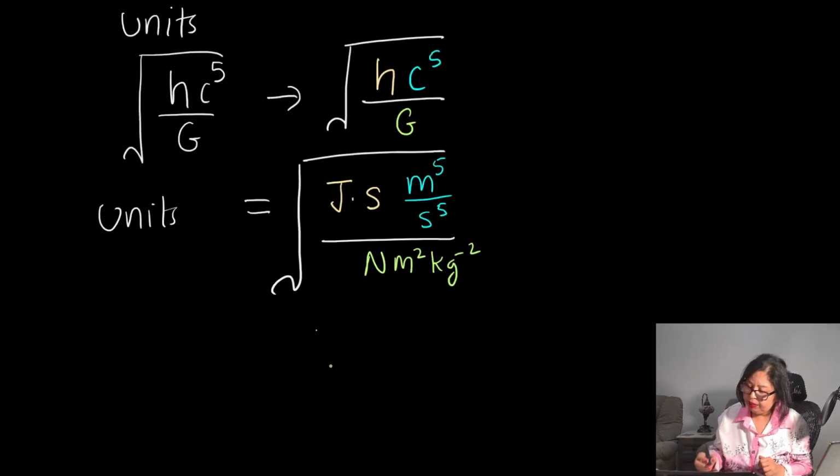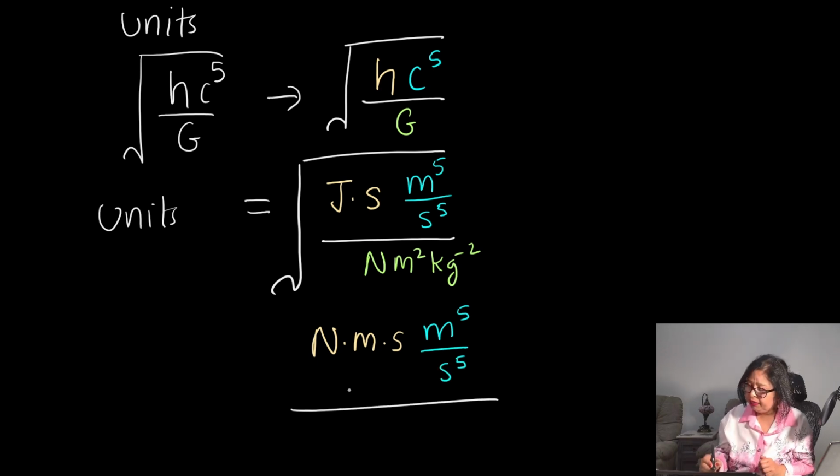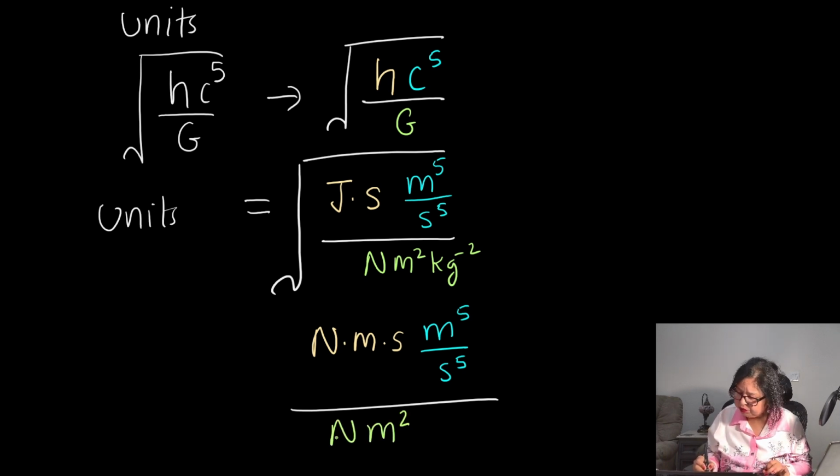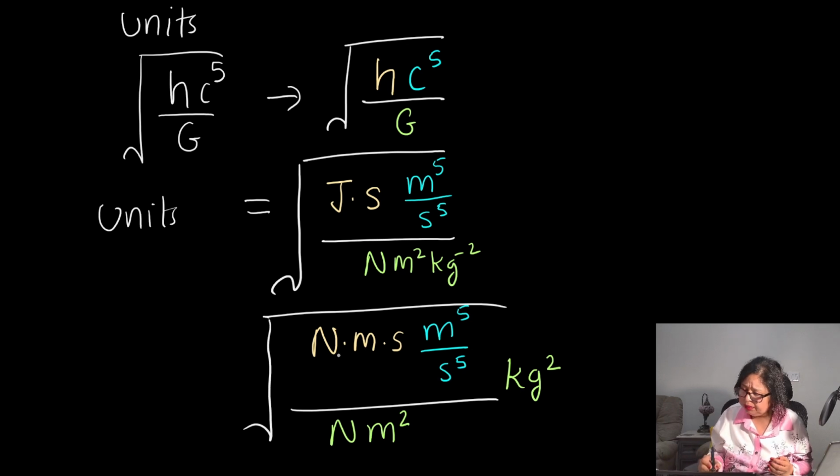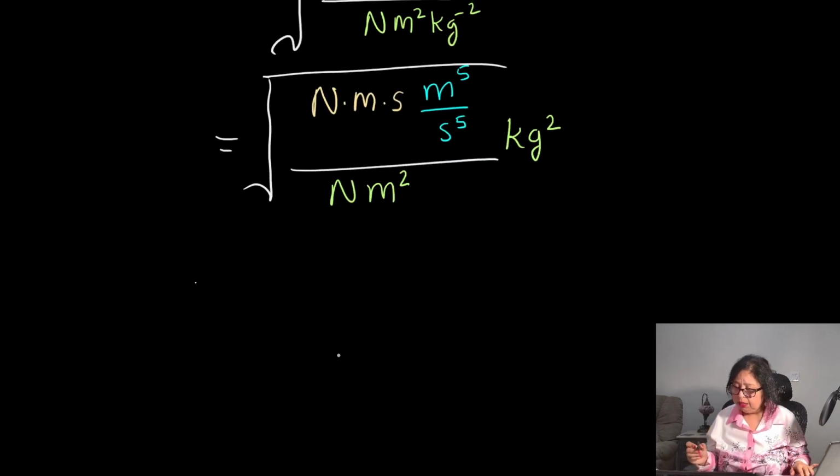Joules can be written as newtons times meters times seconds times meter to the power 5 over seconds to the power 5, divided by, in newtons, nope, not white, I need green. At the bottom, I'll have newtons times meter squared. And per kilogram squared, I'm going to bring this upstairs and it becomes a positive power of 2 under the square root.